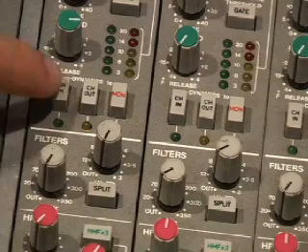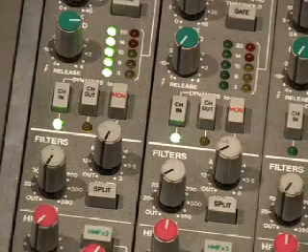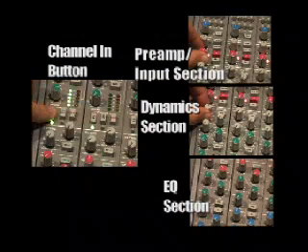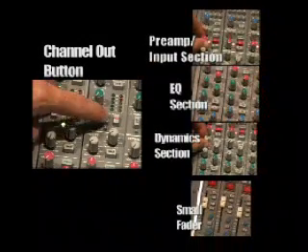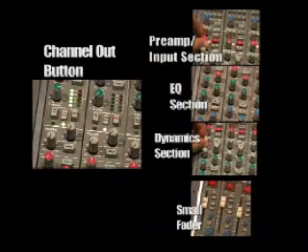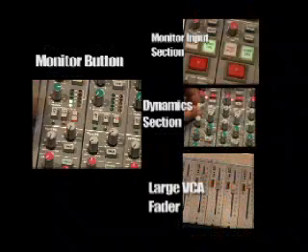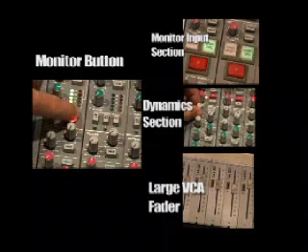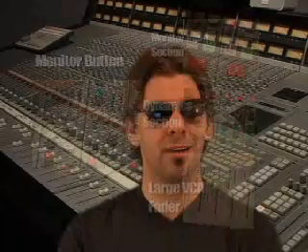The dynamics section is put into either of the signal paths, the channel or monitor path, with a Dynamics 2 button. The Channel In button places a dynamics section into the channel path, after the preamp, but before the equalizer. The Channel Out button places a dynamics section after the equalizer, but before the channel output fader. The Monitor button places a dynamics into the monitor path, which we'll usually access with the large VCA fader, as I said before.